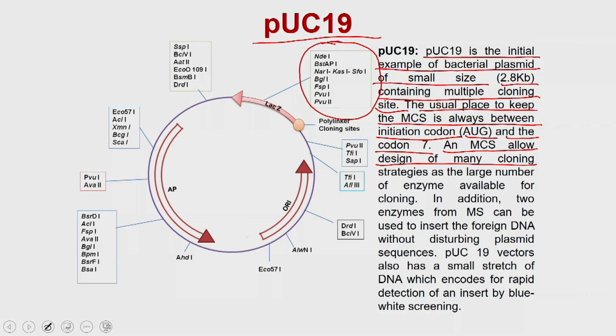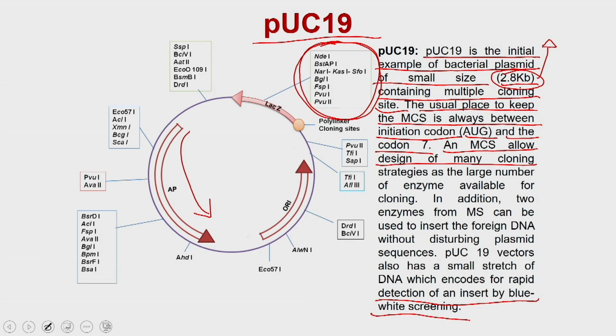Because it also has a restriction enzyme site within the lacZ, you can use it for rapid detection by blue white screening, which we are going to discuss in the subsequent lecture. Apart from blue white screening as a screening criterion, you also have the ampicillin resistance gene which it got from pBR322, and so this is much more advanced compared to pBR322, simply because it is smaller in size.